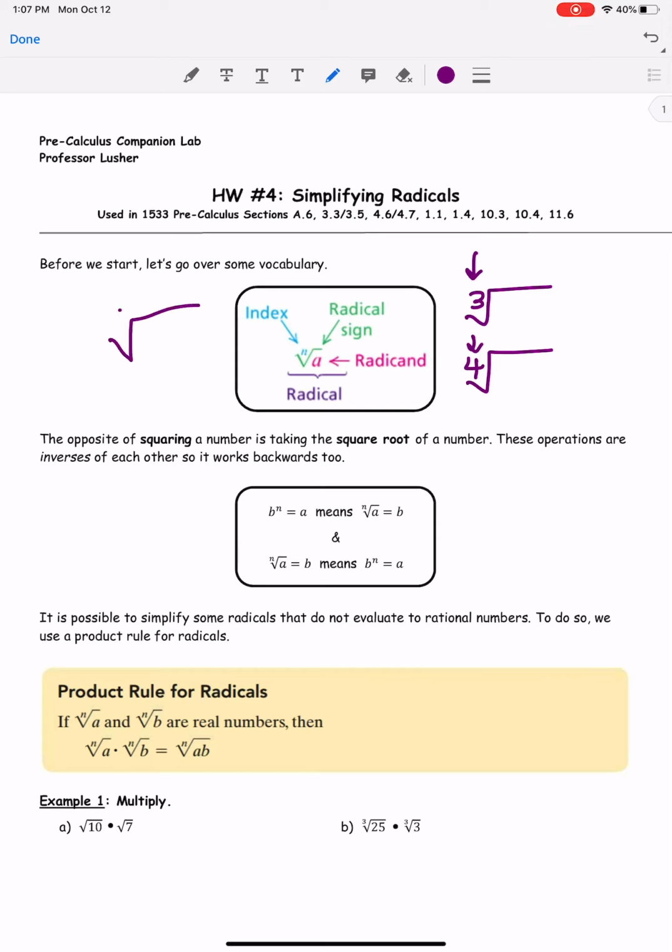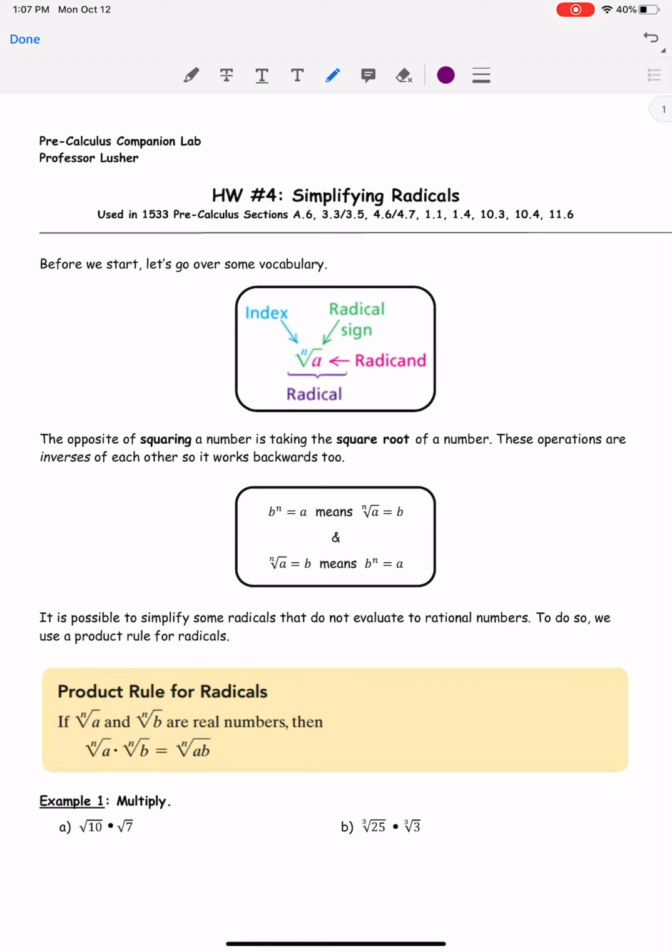Square roots don't have a number there, but there's a known 2 to be there. Square root is known to have a 2 there, you just don't see it. Just like when you have x, that's technically x to the first power, but we don't write that. Same thing with square roots. If you just see the radical, then there's a known 2 to be there. And whatever is under that square root or radical sign is considered the radicand.